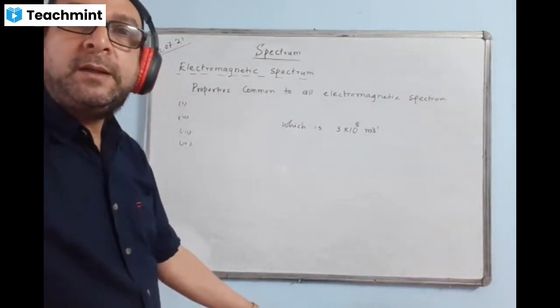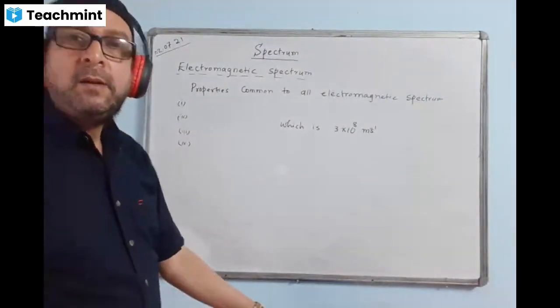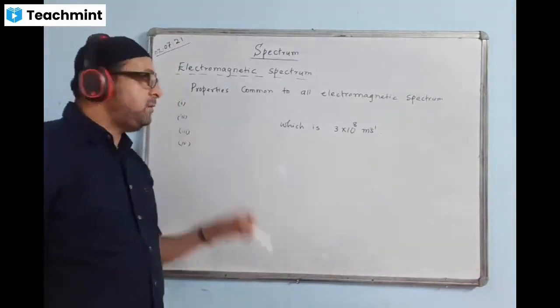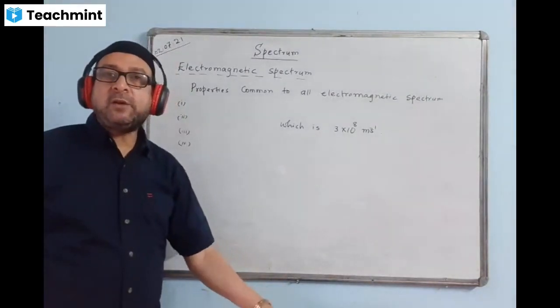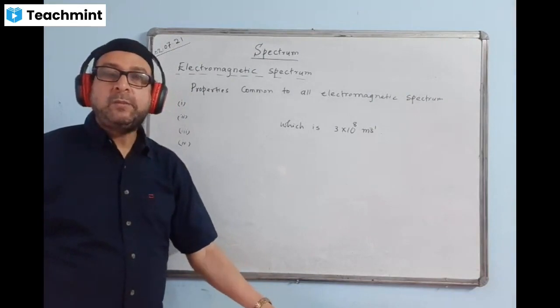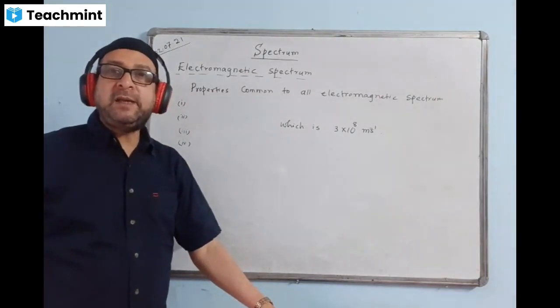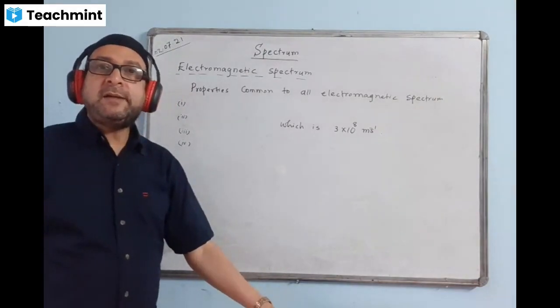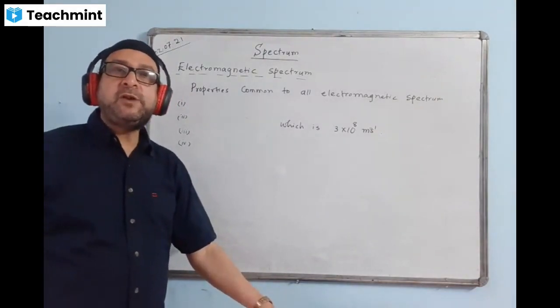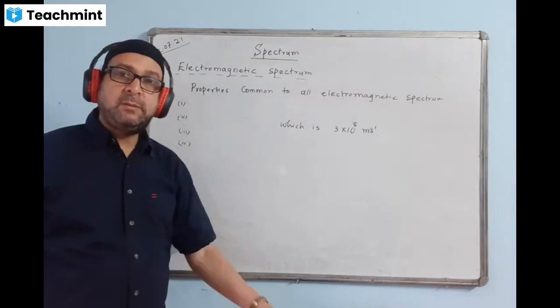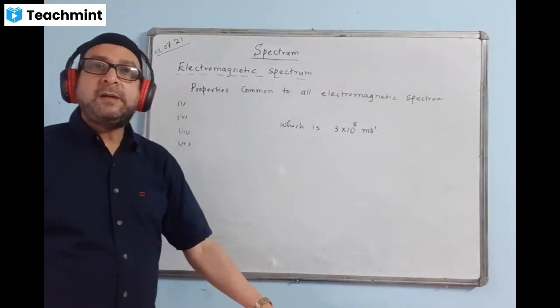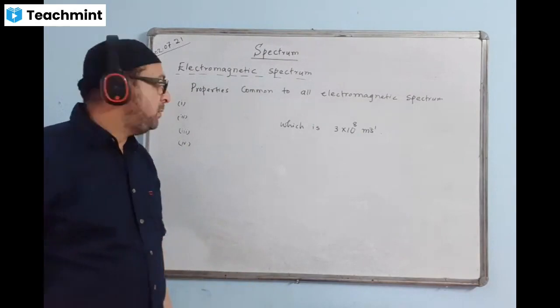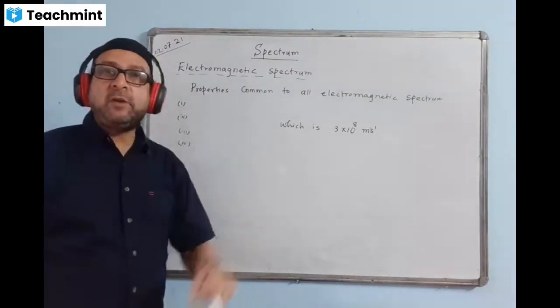First common property is, please write down number one: they all can travel through vacuum. The spelling of vacuum is V-A-C-U-U-M. They all can travel through vacuum. Please mute yourself, otherwise it is echoing and we are getting disturbed.